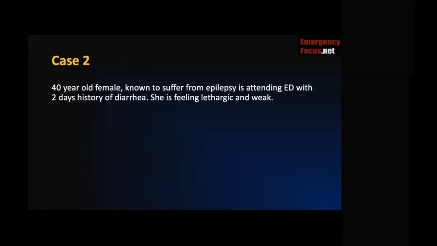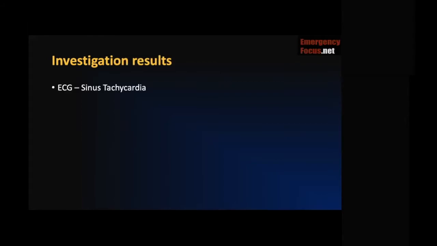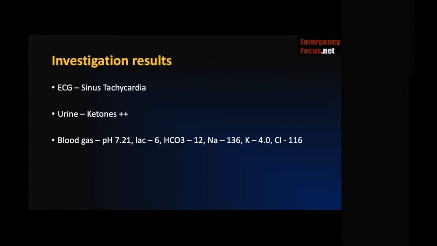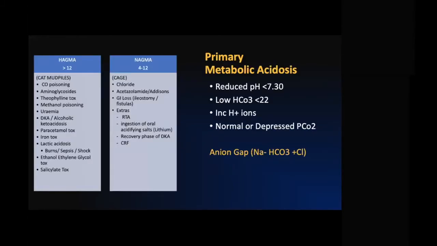A 40-year-old female known to suffer from epilepsy is attending emergency with a 2-day history of diarrhea. She's feeling lethargic and weak. Tachycardic 120, blood pressure 107/69, respiratory rate of 24, temperature of 37.2. ECG shows sinus tachycardia, urine shows ketones, and this is the blood gas. Tell me what medication you're worried about here. Anti-epileptic. Some of the anti-epileptic medications can cause something which is in this list. What could that be? Renal tubular. Is it renal tubular acidosis?